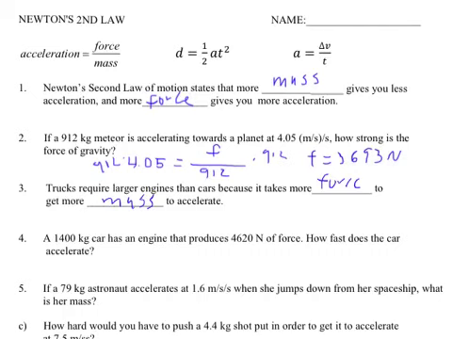Alright, what do we know on number 4? We know the mass of the car, we know the force on the car, and we're asked to find how fast it accelerates. Again, I'm just going to solve this equation for acceleration. I'm going to put force on top. 4620 divided by 1400. And that's going to give me 3.3 meters per second.